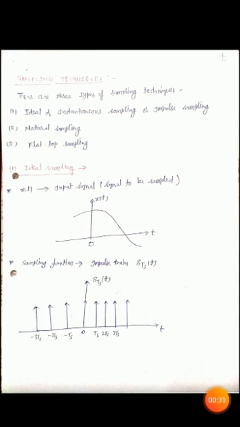The first sampling technique is ideal sampling. For ideal sampling, first we define the input signal, denoted by x(t), which is a non-sinusoidal continuous-time signal. Then we define the sampling function. In ideal sampling, we use an impulse train signal as the sampling function, denoted by δ_Ts(t). From the diagram of the impulse train we can see that each impulse has a pulse width nearly equal to 0.